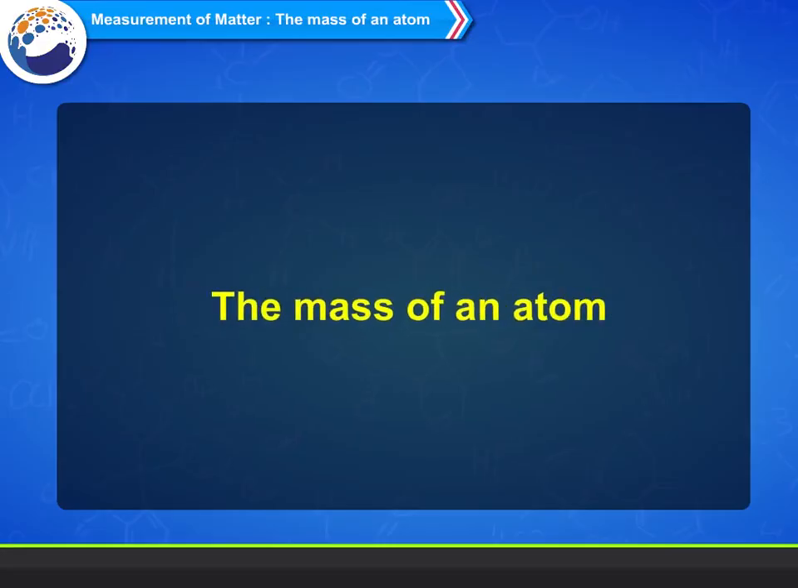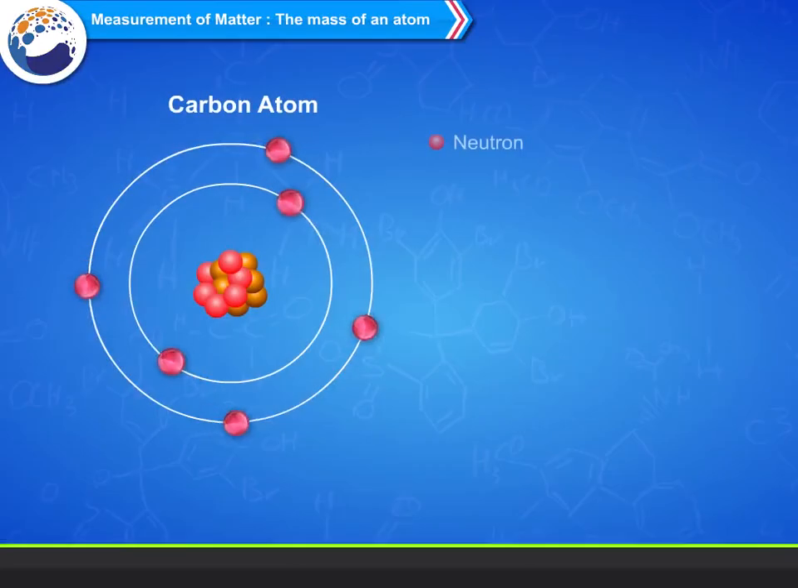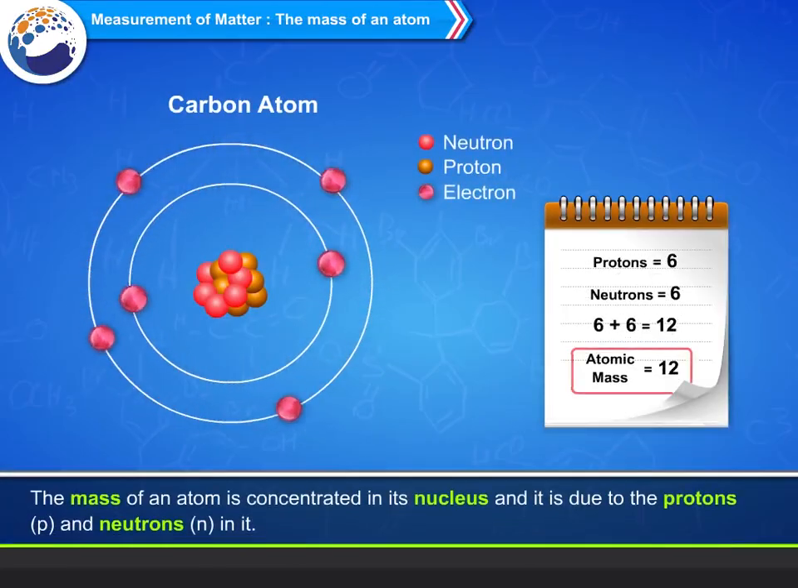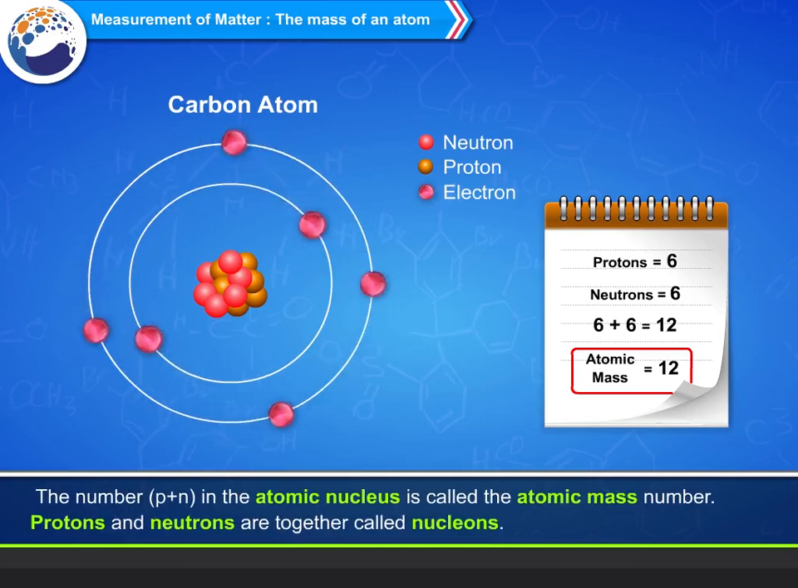The mass of an atom. The mass of an atom is concentrated in its nucleus, and it is due to the protons p and neutrons n in it. The number p plus n in the atomic nucleus is called the atomic mass number. Protons and neutrons are together called nucleons.